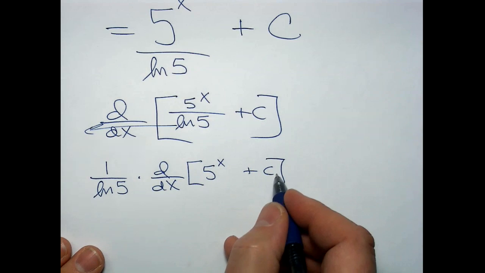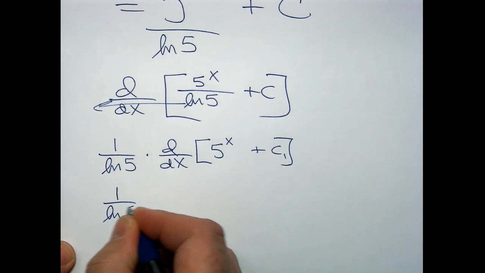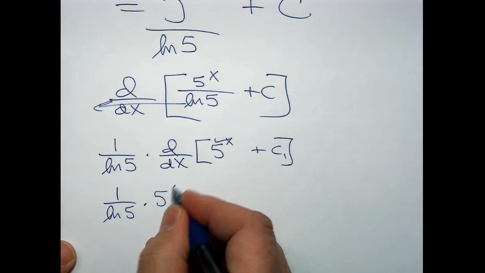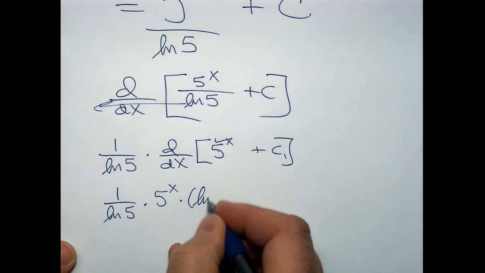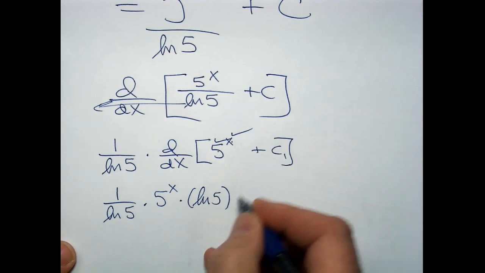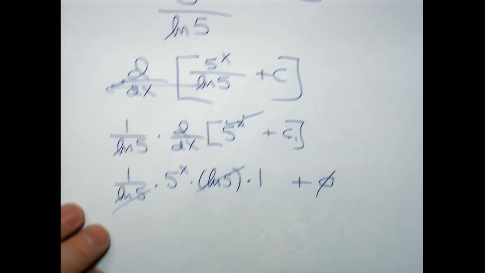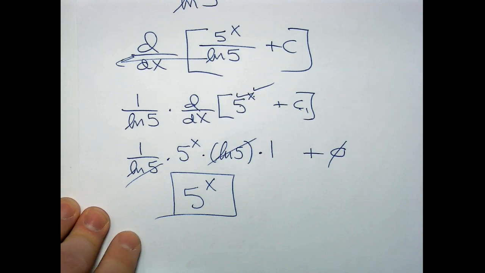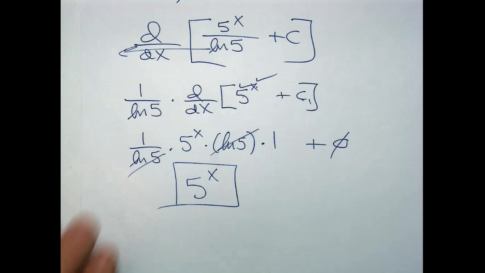And I know I've altered my c a little bit. That's okay. It's just a constant. So 1 over ln of 5. Here we go. Derivative of an exponential is itself. We love exponentials. Oh, wrong base? No problem. I'll put a correction factor right here. And finally, the derivative of x is 1, and the derivative of a constant is 0, and everyone's happy. We got our original integrand back, 5 to the x. So that's how it works.